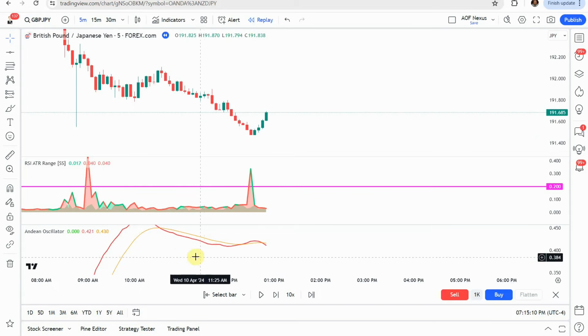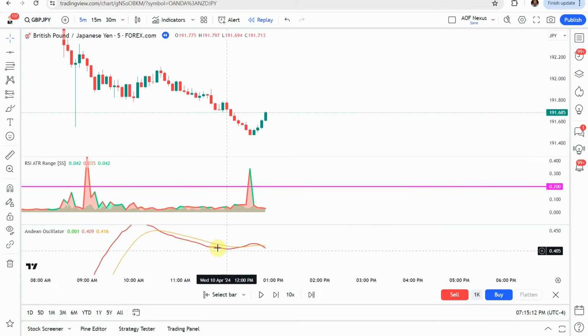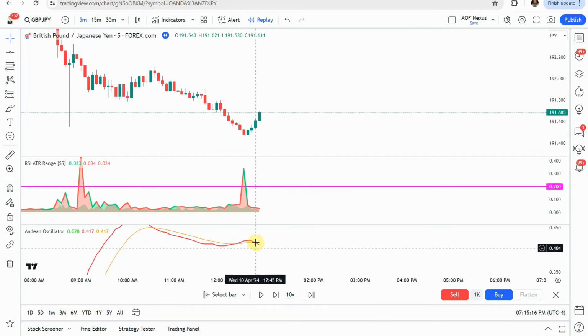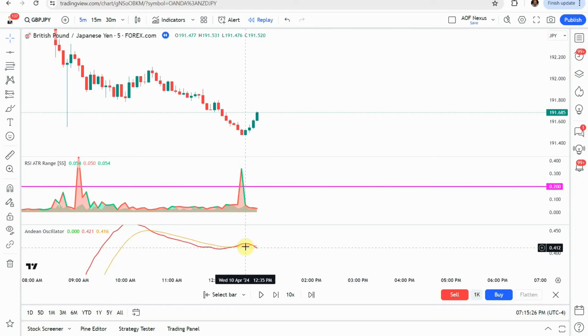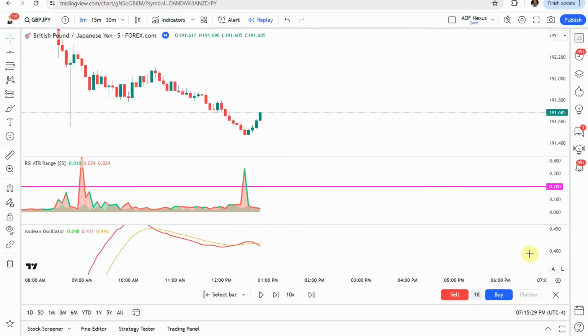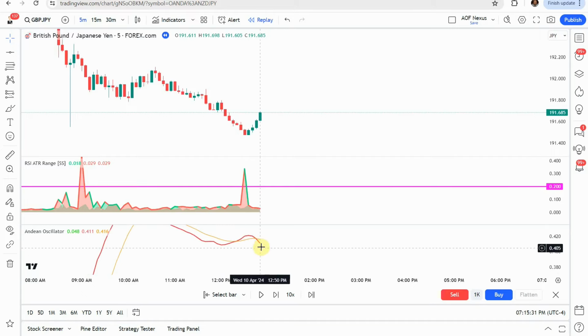And so what we're looking for is when the Andean oscillator starts to cross back down below the orange line. So you can see right here that it's above the orange line. You see that we get the spike right here above the purple line that we're looking for there. And then you can see right here, it's kind of hard to see, but the red line crosses back down below the orange line, showing that the downtrend is starting to slow down and possibly reverse.